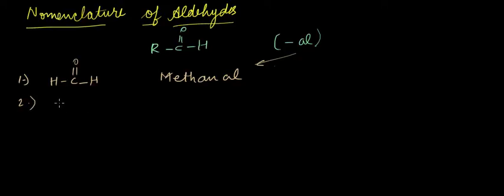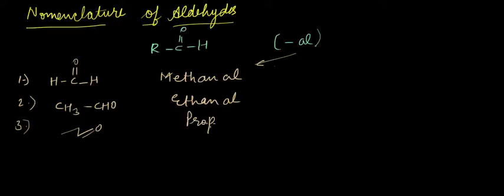Okay, we have something like this. This is just a condensed form of the aldehyde. So the name would be ethanal. Okay, here's something like this. So the name would be propanal. We have something like this. So the name would be 2-methylbutan-1-al.